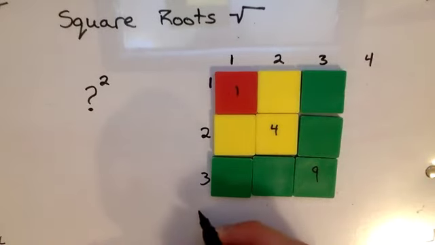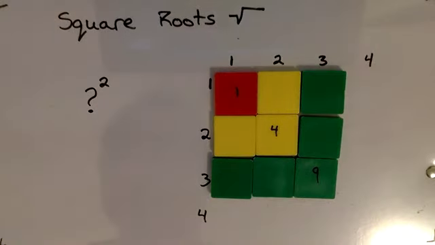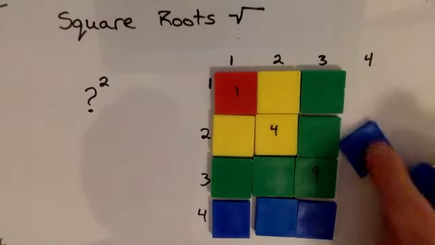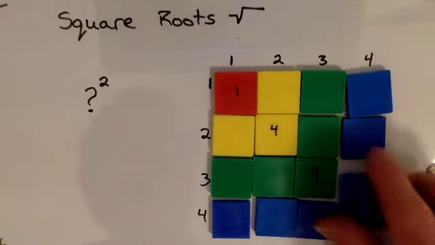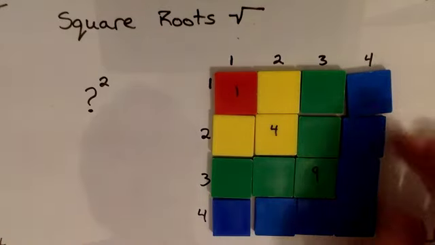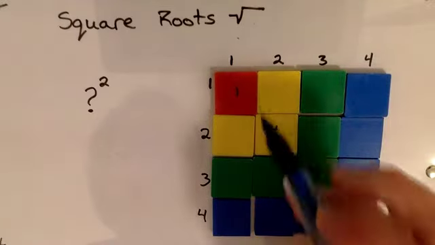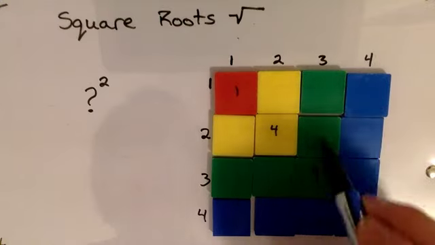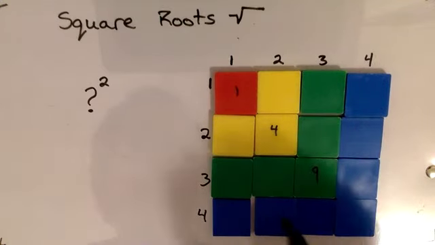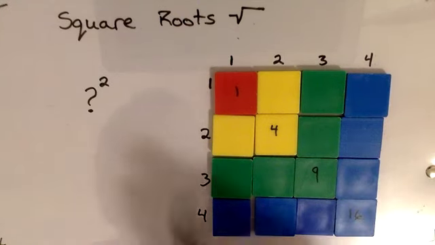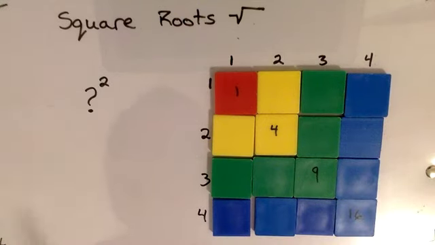If we had it 4 blocks by 4 blocks, then there we go. So we still have it made into a square of 4 blocks by 4 blocks. But the number of blocks that's now in here is 1, 2, 3, 4, 5, 6, 7, 8, 9, 10, 11, 12, 13, 14, 15, 16. So we have 16 blocks now in this square.